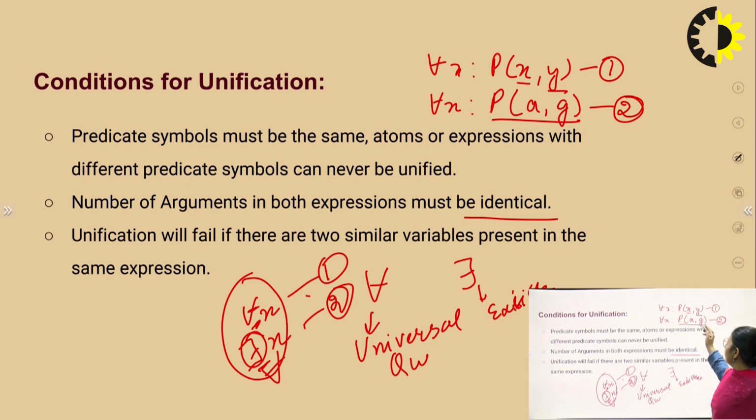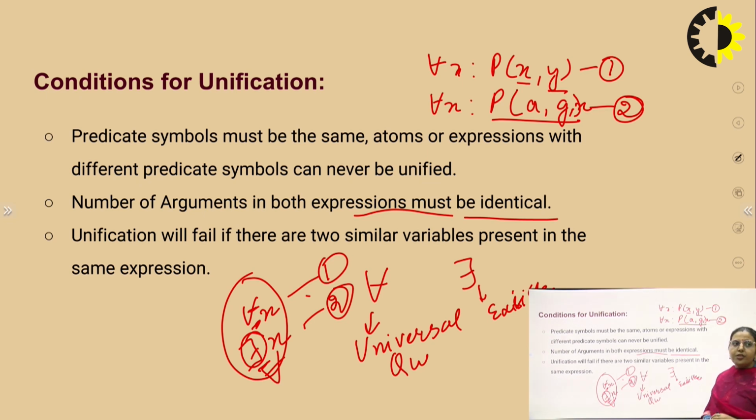If another argument is present, suppose here is x, then these two expressions cannot be unified. Why? Due to the second condition, that the number of arguments in both expressions should be the same. If there are 2 arguments in the first expression, then there should be exactly 2 in the second, and so on. If there are 5 arguments in the first expression, the second should also have 5. Then only they can be unified.